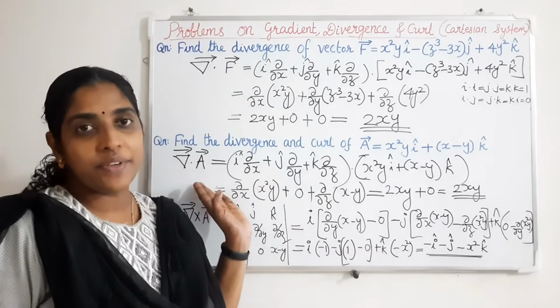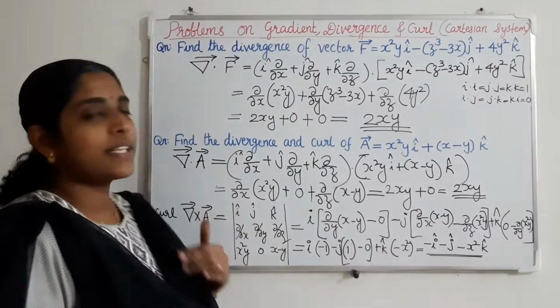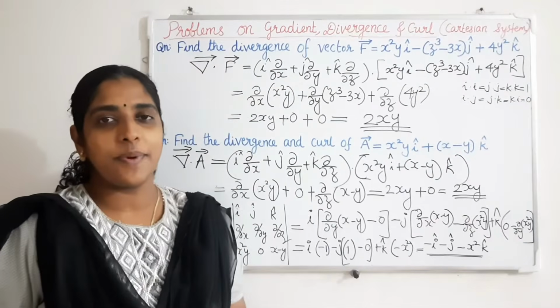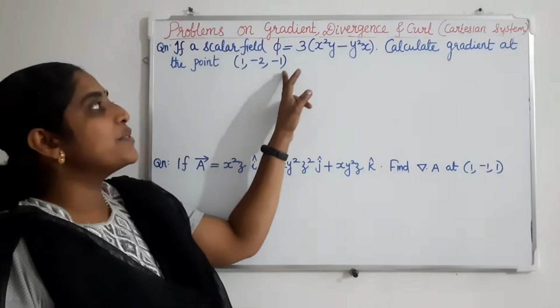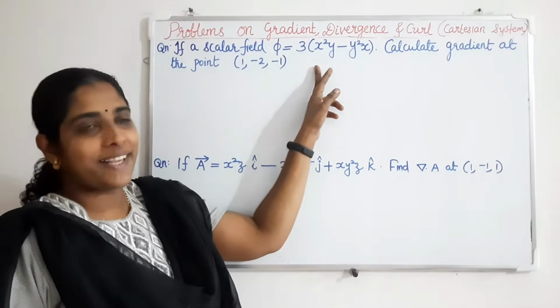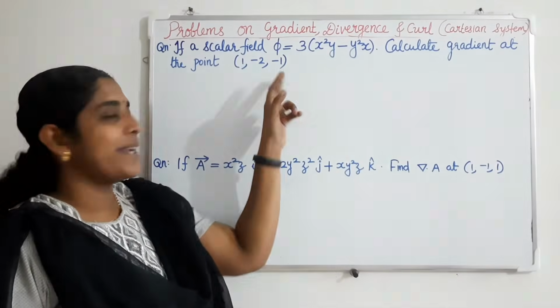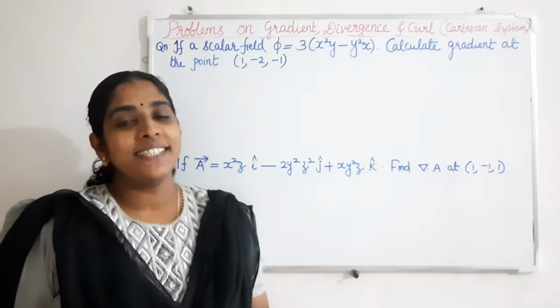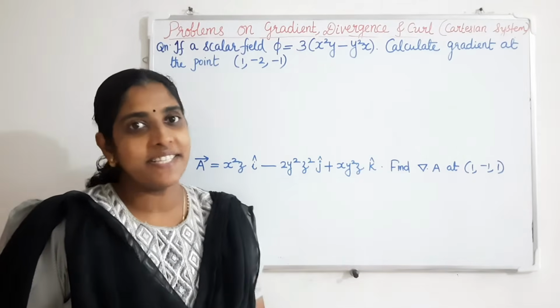So divergence of a vector we can find out by taking the dot product, and curl of the vector we can find out using the cross product. See the next question. If a scalar field phi equals 3x²y − y²x, calculate the gradient at the point (1, −2, −1). What is gradient? When del operates on the scalar function, what we get is the gradient.